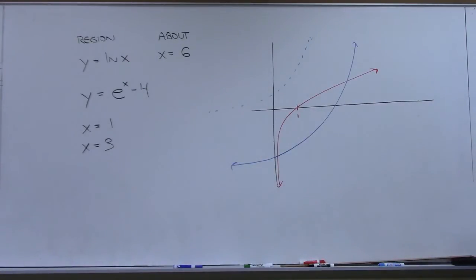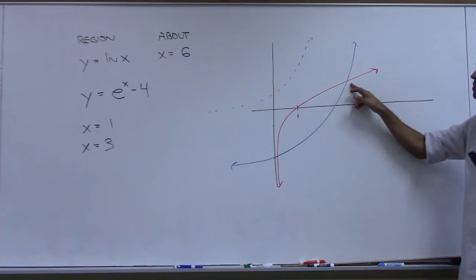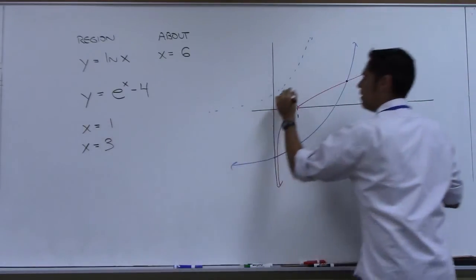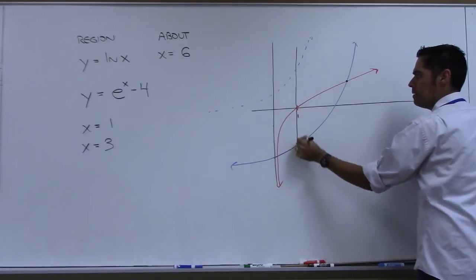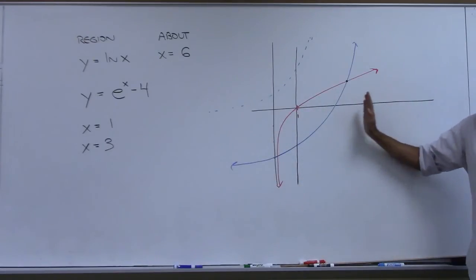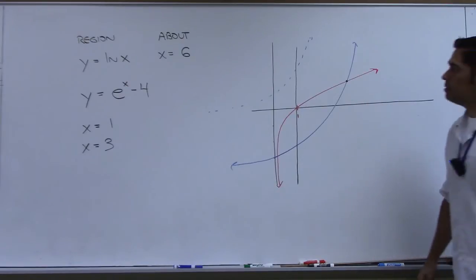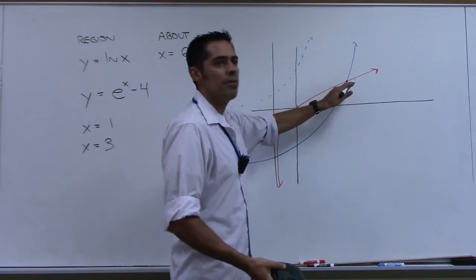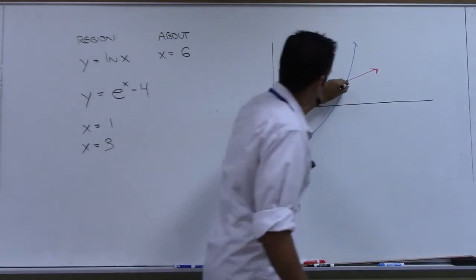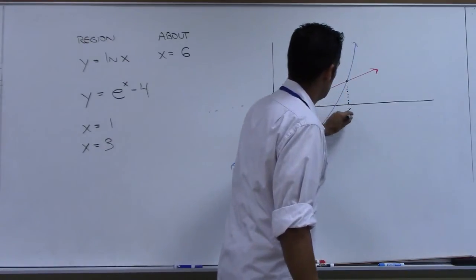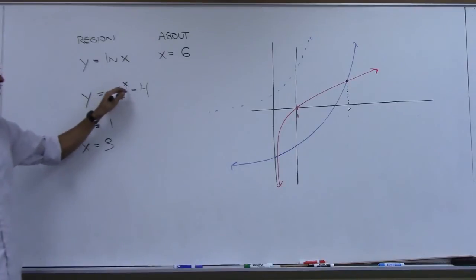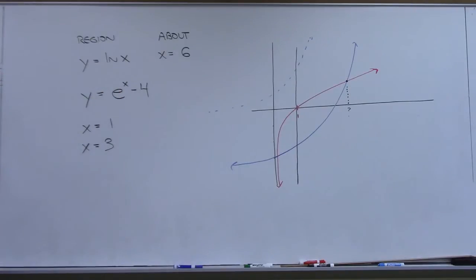My only concern here is that these hit each other before 3, because I'm supposed to also put x equals 1, which is here, and x equals 3, but where's that? How could I determine if these hit each other before 3 or not? You plug in 3. Okay, I'm going to plug 3 in. What do I get when I plug 3 into this? It's e to the 3rd power minus 4.